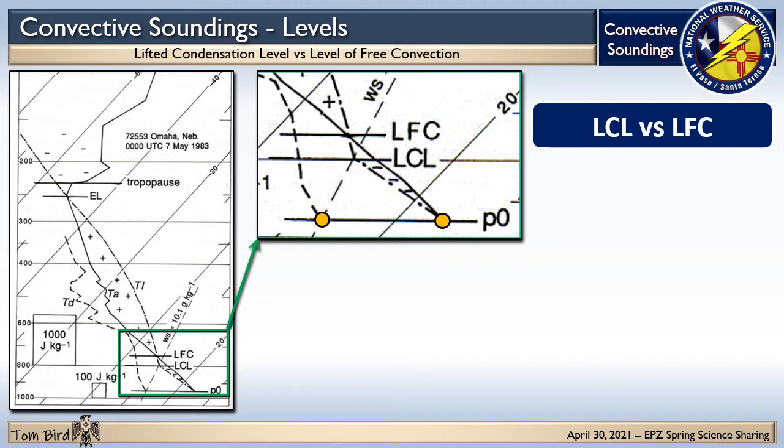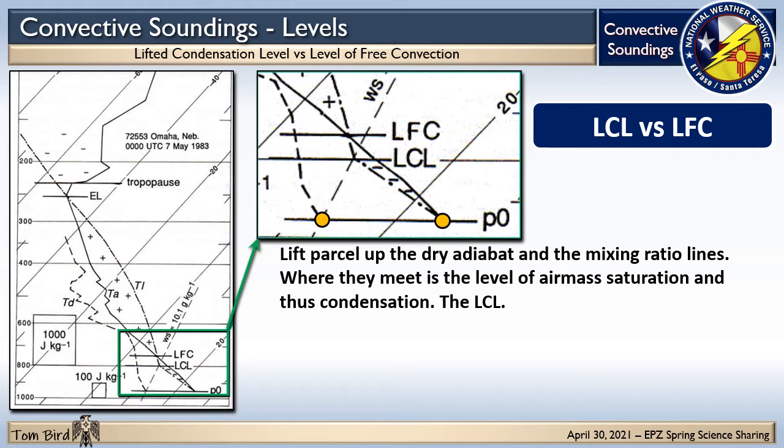So here we're looking at the lifted condensation level and the level of free convection. How do we figure out what those would be? A lot of times those are on the charts for us. But if they're not, a good way to figure out the LCL, the lifted condensation level, is to start at the surface dew point and the surface temperature, and follow both the dry adiabat and the mixing ratio lines until they meet. When they meet, that's your lifted condensation level. That's the level at which, once you lift that surface parcel, it becomes saturated.